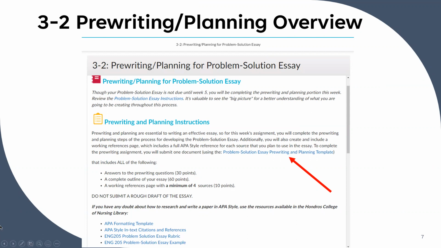In this document, you're going to need to make sure that you use the template. So there's a template that you need to write your answers on, and is provided within the assignment instructions. If you don't use that template, you will lose points. And then there are 3 major sections of this assignment. So you need to answer some pre-writing questions, you need to complete an outline of your essay, and you need to have a references page with a minimum of 4 sources.